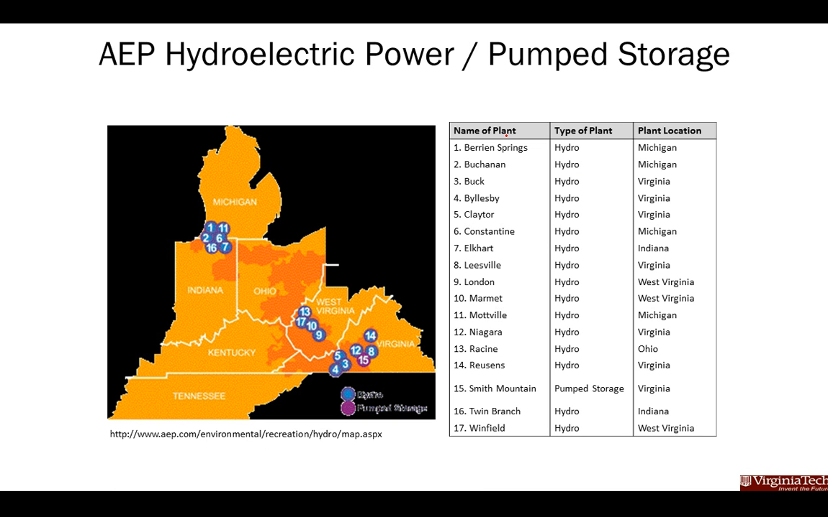Okay. AEP hydroelectric power. This is in the Appalachian area. We have 17 hydroelectric plants, or 16, and then 1 pump storage. If anyone has ever been to Smith Mountain Lake, it is a pump storage plant. Bet you didn't know that.